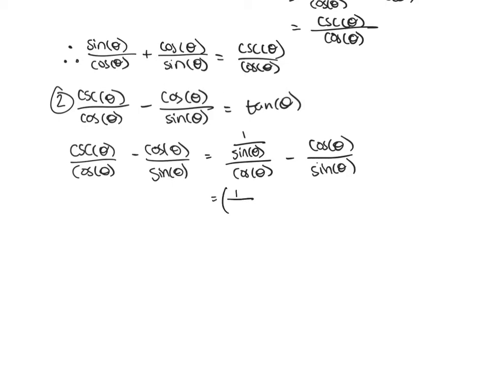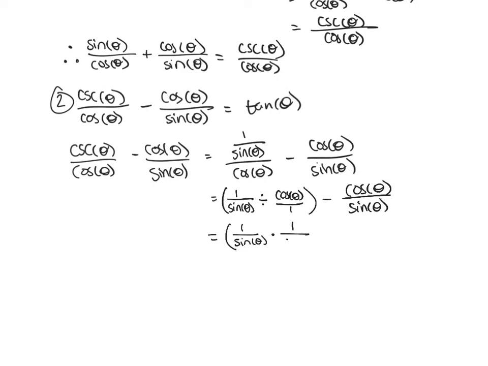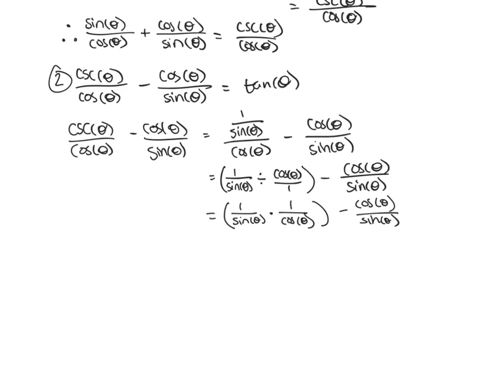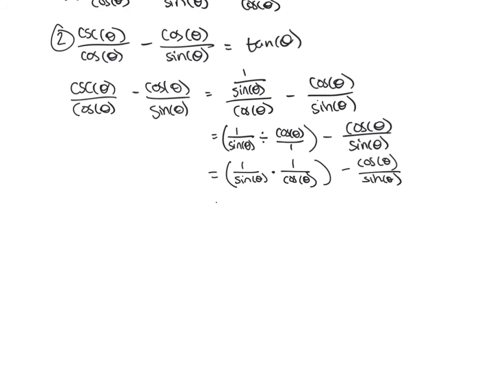So it's really 1 over sine of theta divided by cosine of theta, and you can think of that as cosine over 1, minus cosine of theta over sine of theta. I'm going to leave that alone just for a little bit. Which means we'll have 1 over sine of theta times 1 over cosine of theta, minus cosine of theta over sine of theta. I'm going to move this up just a little bit. There we go. So when I multiply these together, we get 1 over sine of theta cosine of theta minus cosine of theta over sine of theta.